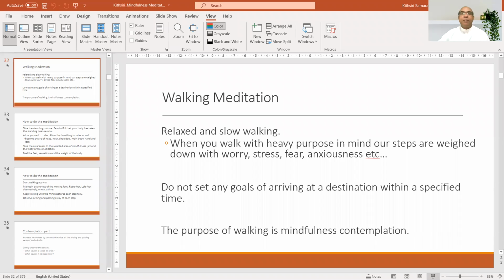Walking is a very popular meditation and also a very simple meditation, where we will do relaxed and slow walking. And if you develop this ability, then with time, you can apply that for fast walking as well. But during development, during our practice, we will use slow walking.